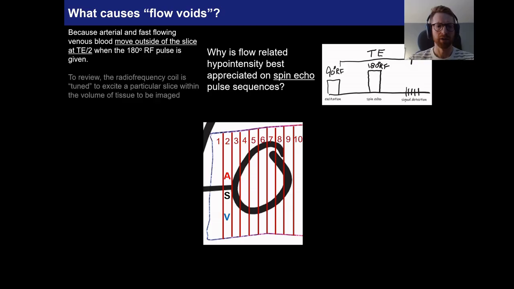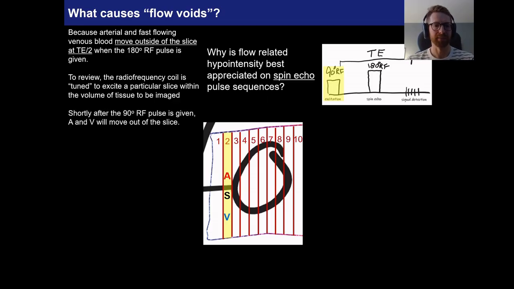So let's review. To acquire a 2D MRI pulse sequence from a particular volume of tissue, we're going to only excite one slice at a time. So let's say we excite slice 2 with the internal carotid artery, the internal jugular vein, and the spine.